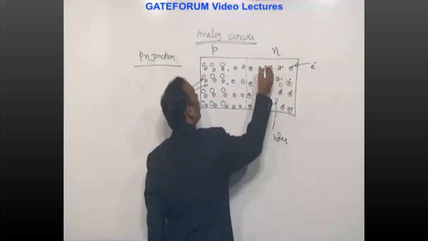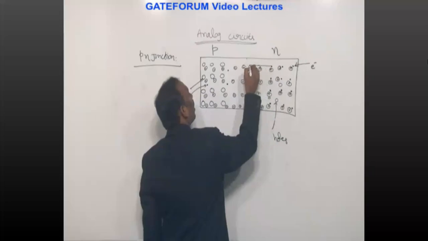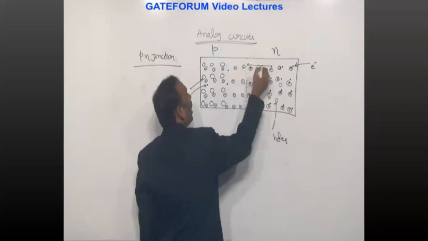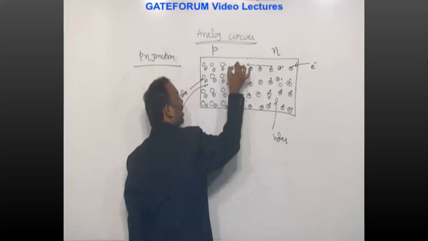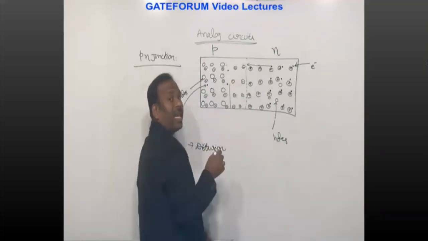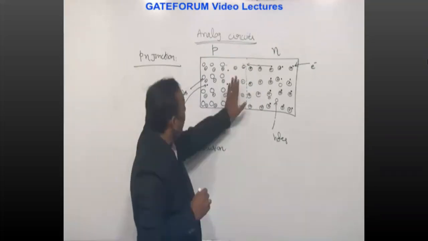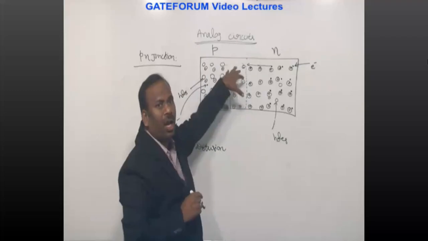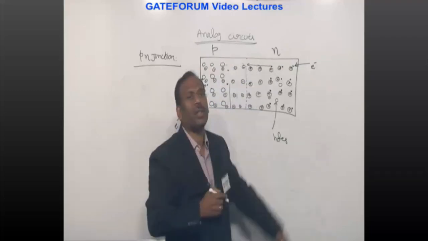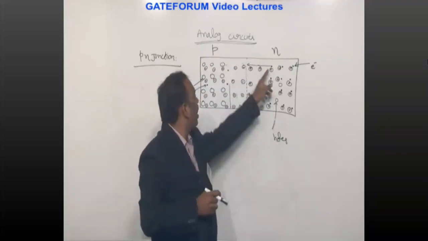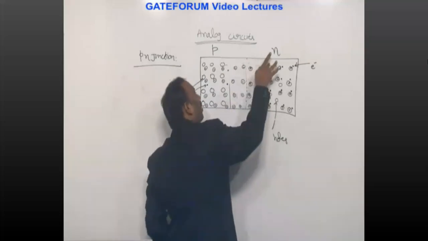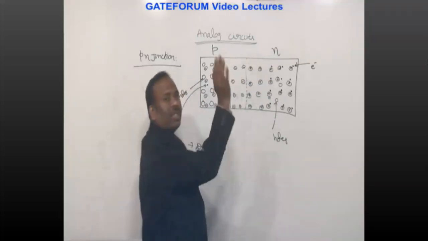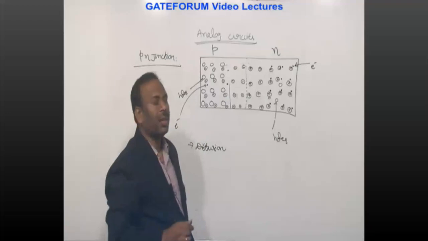Next, what is going to happen? This electron comes in this way. This electron comes here, but is this area having negative charge or not? This negative charge is so strong that it will repel the electron which is coming. So it comes here, but it will repel. Therefore, it goes back to this position. So it is not crossing the junction.